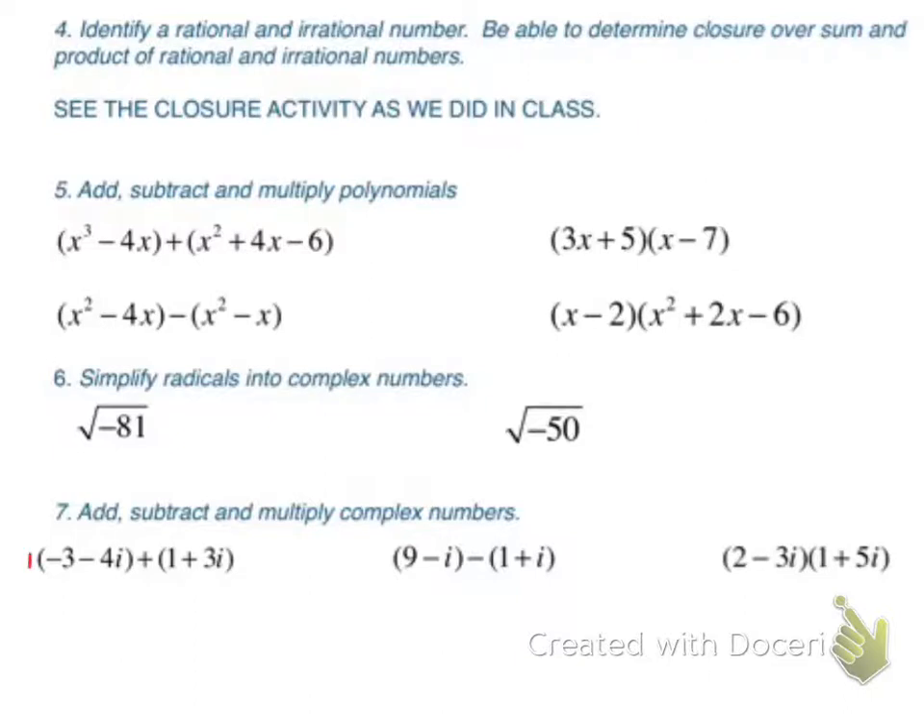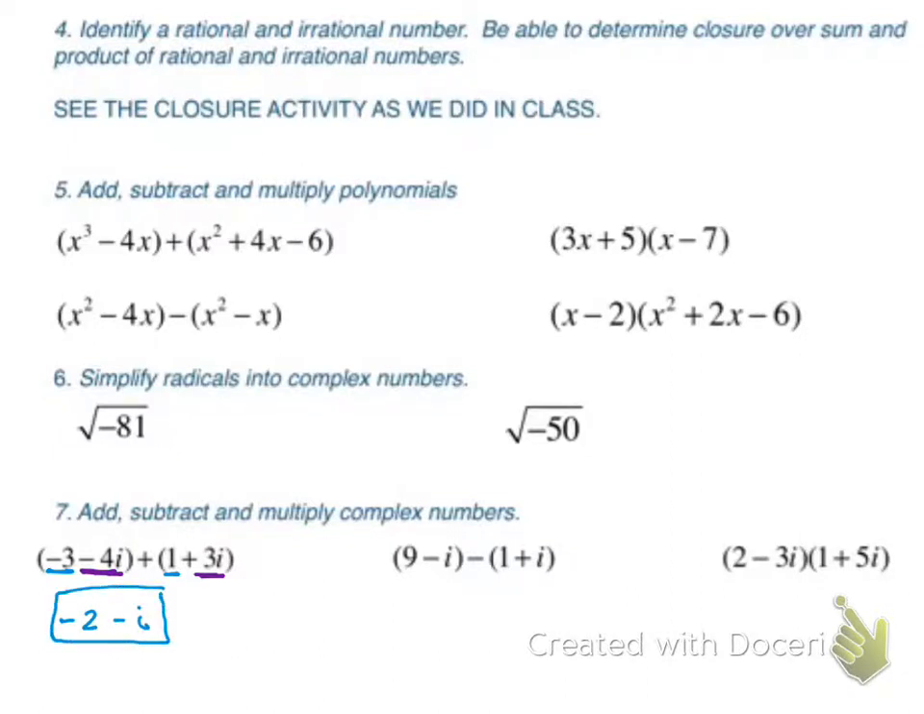So remember that these are both positive 1s and that there's no point in distributing a positive 1 into parentheses, so we can go straight to combining our like terms. So negative 3 plus 1 is negative 2. Okay, then we look at our i's. The i's are like terms. Negative 4i plus 3i. Right, negative 4 plus 3 is negative 1i, and that is our final answer.